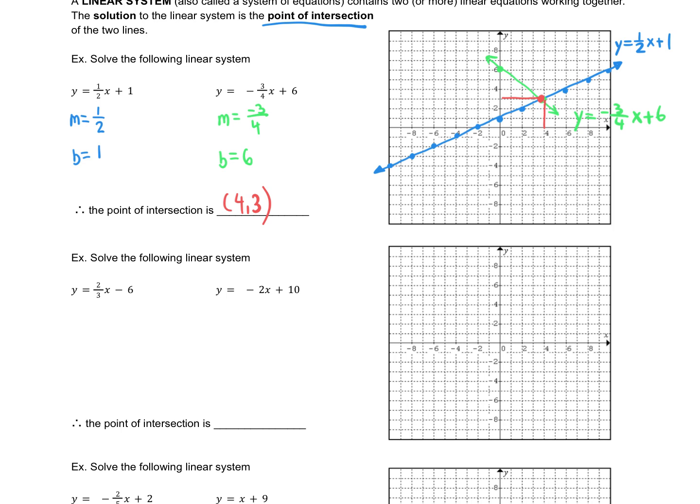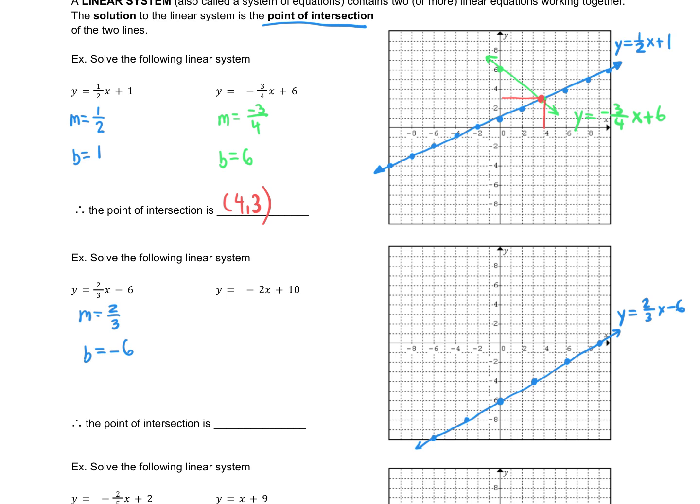Y equals 2/3x minus 6. My slope is 2/3. My y-intercept is -6. There's the y-intercept, and now I'm going to go up 2, right 3. Up 2, right 3. Okay, I hit the edge on this side, but I'm going to continue from the y-intercept in the other direction. So instead of up 2, I'll go down 2. Instead of right 3, I'll go left 3. Down 2, left 3. And connect. And label.